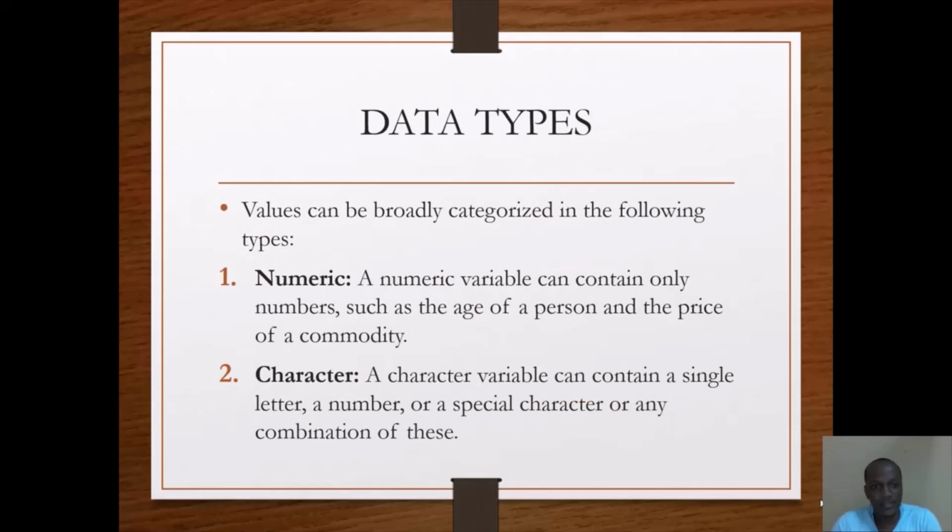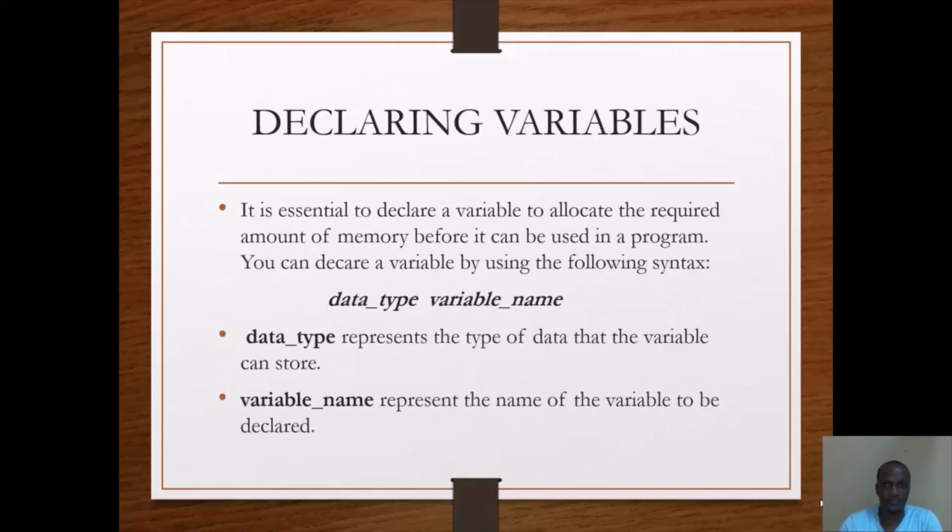The data types. There are broadly two main data types, that is the numeric data types and the character data types. With the numeric data types, you can only take numbers. Any number you could think about, the age of a person, the price of a commodity. And with the character data types, you can take a number, a letter or a special character.